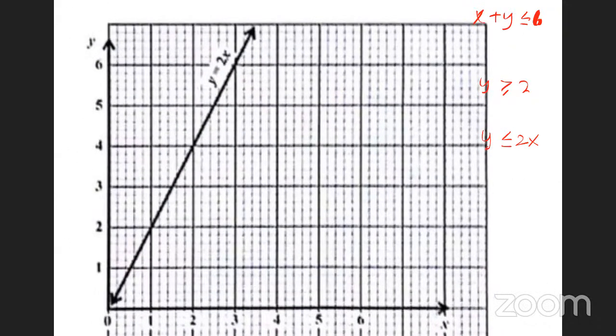Right, I will do it for you. You will talk me through it. They gave us the line Y is equal to 2x, right? But that inequality is what? Less than or more than? Less than, right? So where are we shading? Above the line or below the line? Below the line, right? So we're shading down here.